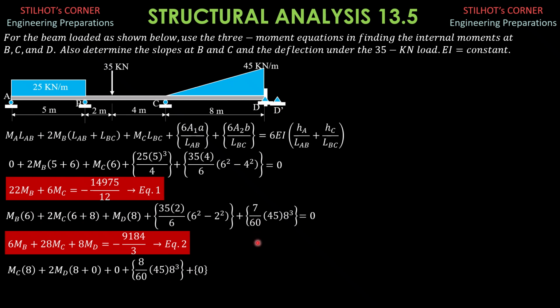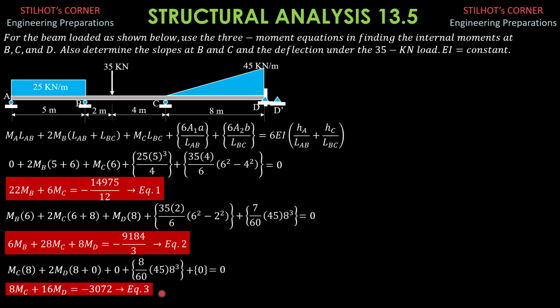There's no load there. Equals 0 because the horizontal line through the middle point D crosses C and D. Same is true with the horizontal line through C. It crosses B and it crosses D. That's why we equate this to 0 for the second part. Simplifying, 8MC plus 16MD equals negative 3072. Call that equation 3.